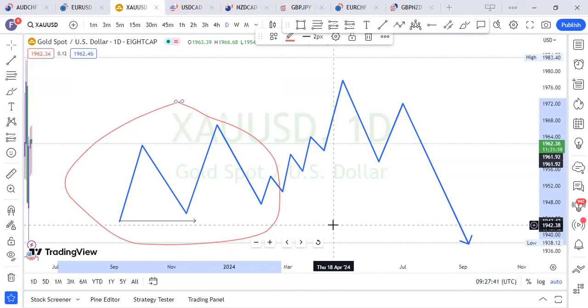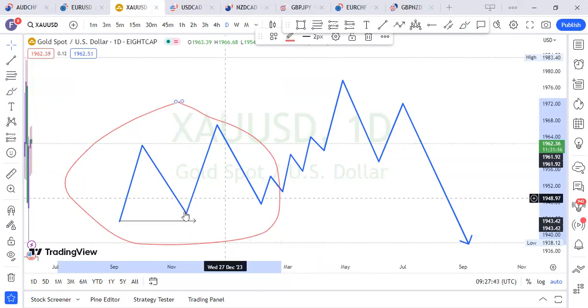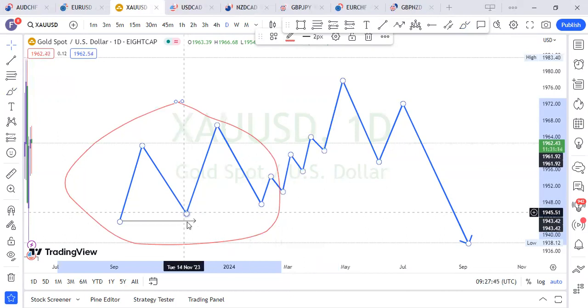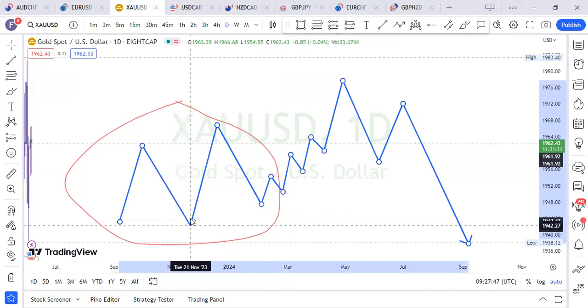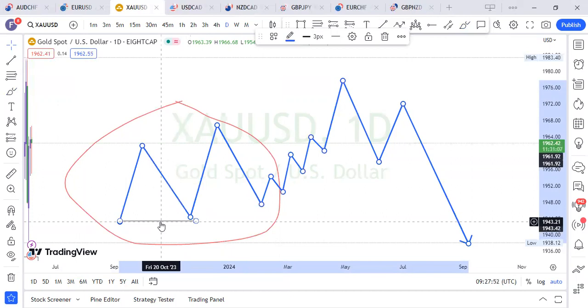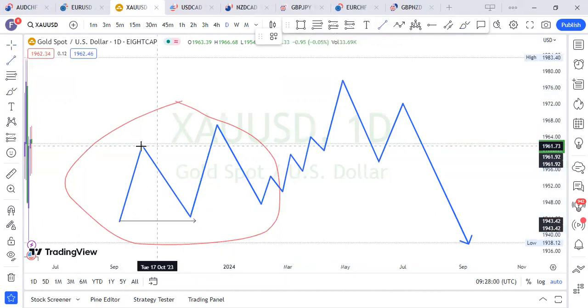Now, this market did not take out this low. It respected this low. So is this a break of structure? No. Beautiful. It's not a break of structure because the market didn't take out that low. It hasn't gone down.